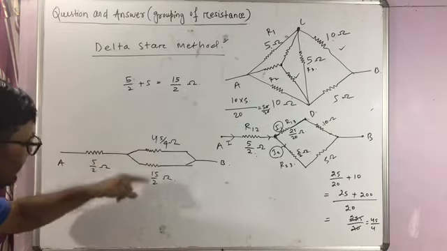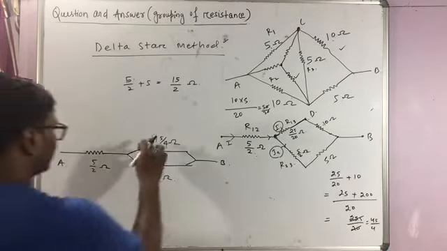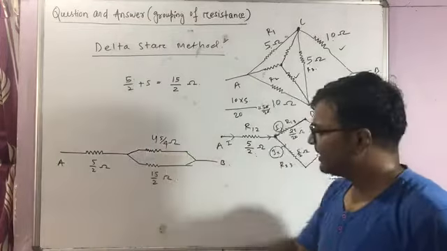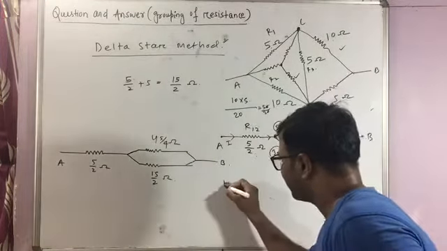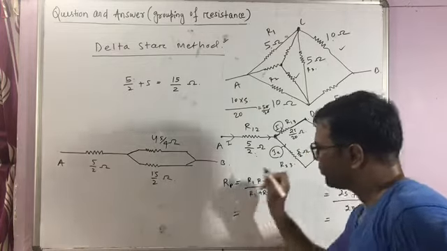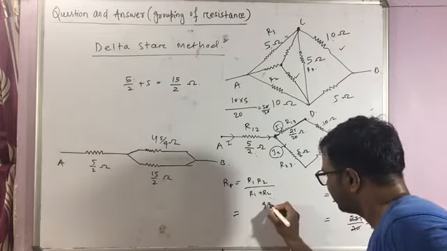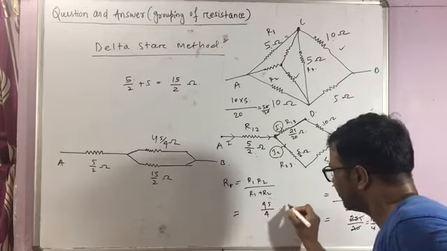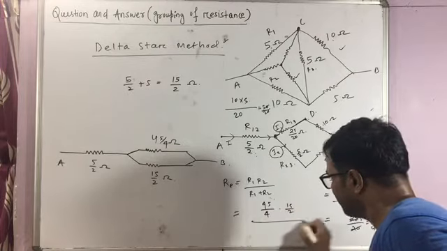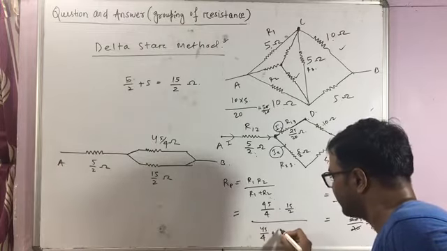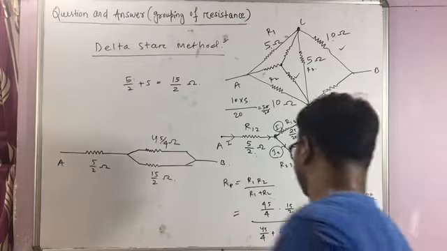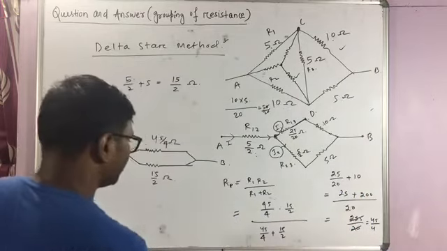Now these two, they are in parallel, so we can find the resistance in parallel. The formula, since two resistances are there, the formula is Rp is equal to R1 R2 by R1 plus R2, the general formula. Now R1 into R2 is how much? 45 by 4 into 15 by 2 divided by 45 by 4 plus 15 by 2. Now you can multiply and solve it.